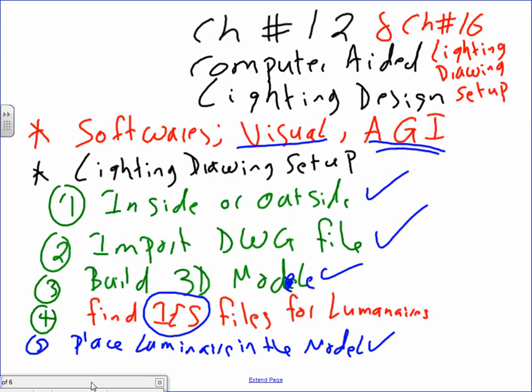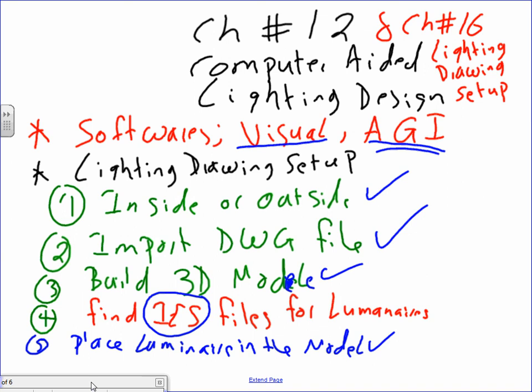Okay, now, lighting drawing step by step. When we design a lighting system, and this is, I hope, review for all of you guys, the first thing we need to do is decide: inside or outside lights. You have to decide in the software, are you doing inside lights or outside lights? Remember, guys, how we picked inside or outside because it's default. Pick inside, outside.